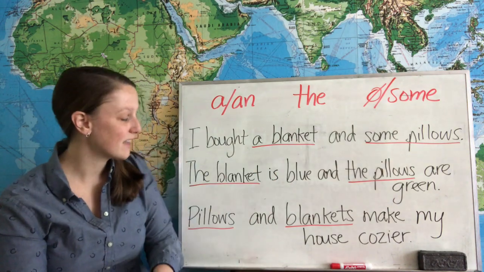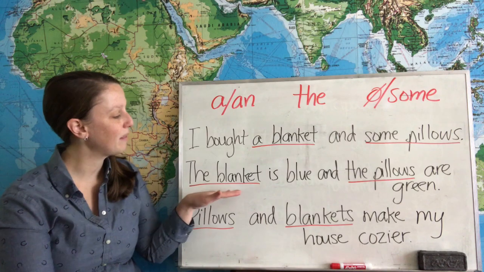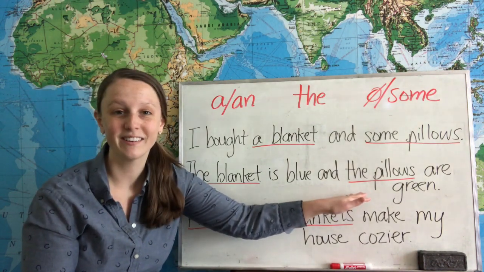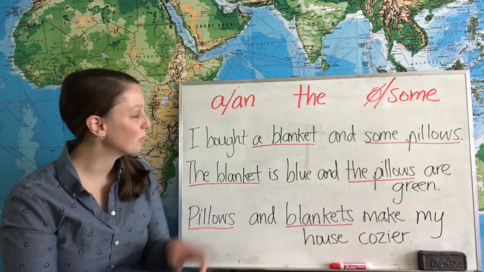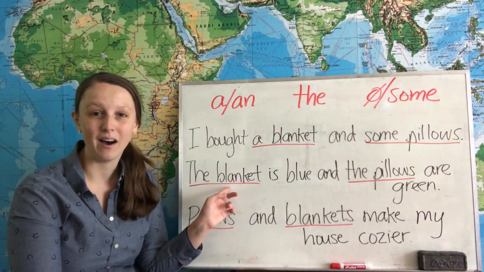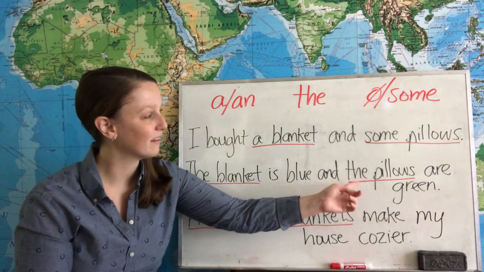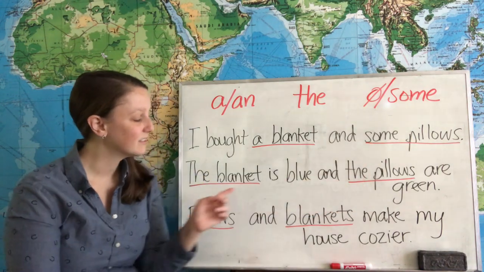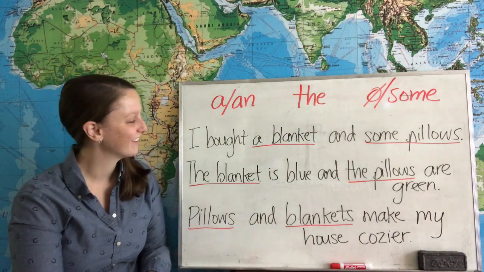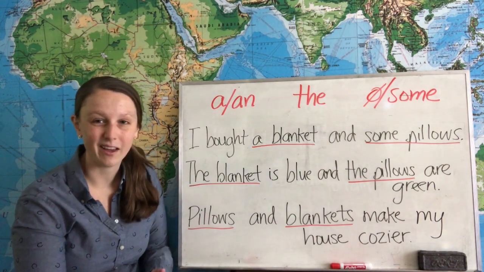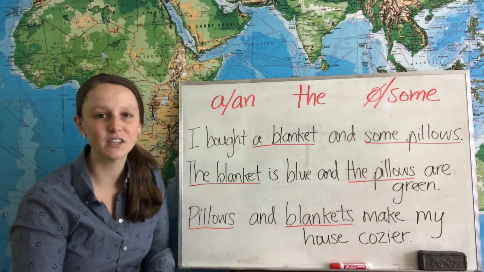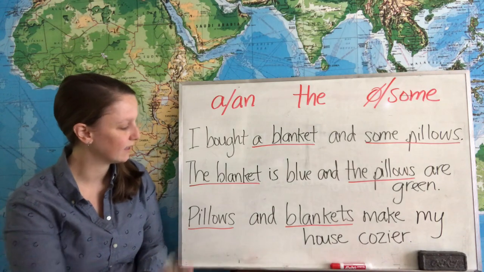Now we continue to the next sentence. The blanket is blue and the pillows are green. In this case, we already know that we're talking about the blanket that I bought and the pillows that I bought. So in both cases, we can use the article the, because they're specific and we already know which one. Now let's look at our last example sentence.